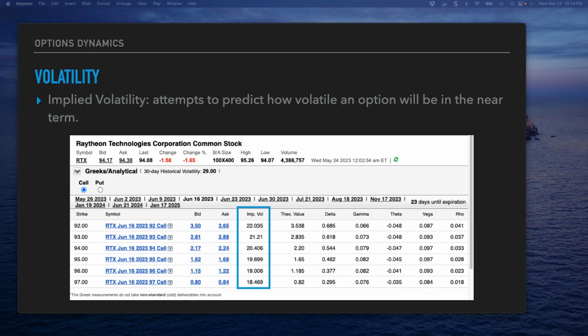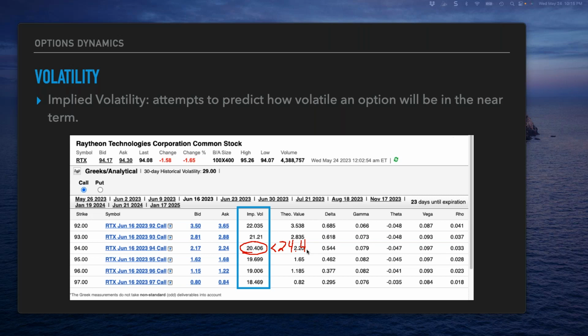Higher implied volatility versus historical volatility is kind of an ideal, but not a required situation or condition for a functional trade in the Rebel income system. For RTX, we can see that the implied volatility for the $94 strike price call is just a little bit above 20, while as previously mentioned, the historical volatility for the stock was about 24.4.